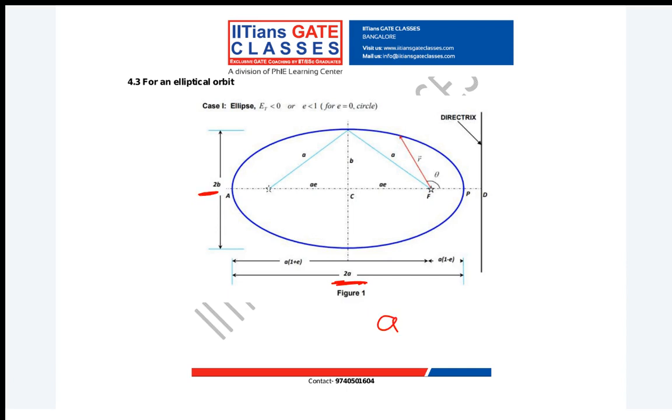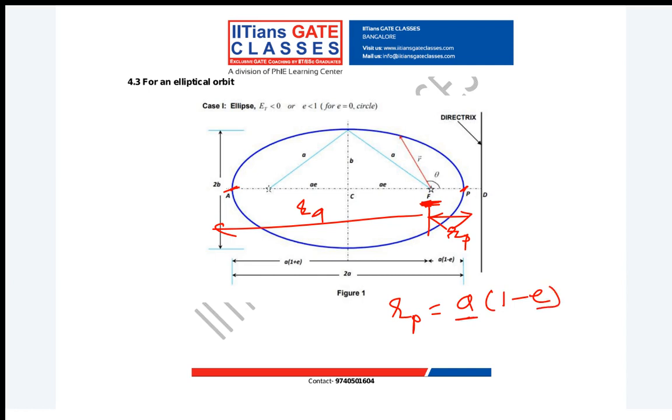So A is the semi-major axis and B is the semi-minor axis. Now from the mathematical relation, we know this is your center of attraction. The nearest point to the center of attraction is known as perigee, and the furthest point is known as apogee. The center of attraction to perigee distance is known as RP, and the other distance is known as RA. The perigee distance is always given by semi-major axis into 1 minus E, and the apogee distance is given by A into 1 plus E.